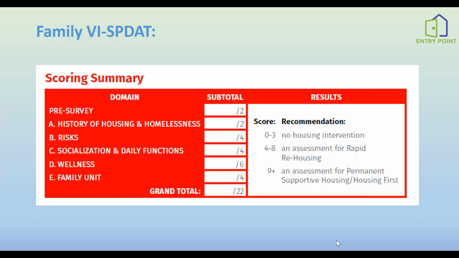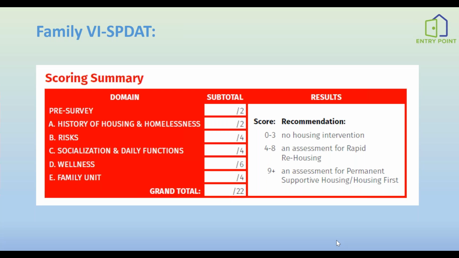Again, there's a scoring summary on the family VI SPDAT, and you can see that families have a maximum of 22 points, whereas the other two VI SPDATs give an individual person, whether they're an older adult or a TAY, they both can earn up to 17 points or get ranked up to 17 points. The family gets 22 as a maximum because of those extra sections, the children section and the family unit section that only appear on the family SPDAT.